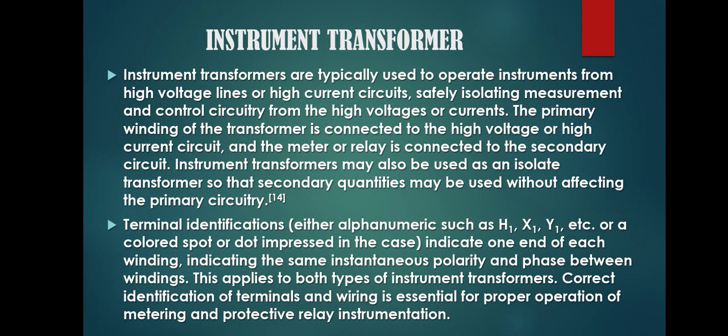Next one, instrument transformer. Instrument transformers are typically used to operate instruments from high voltage lines or high current circuits, safely isolating measurement and control circuitry from the high voltages or currents. The primary winding of the transformer is connected to the high voltage or high current circuit, and the meter or relay is connected to the secondary circuit.